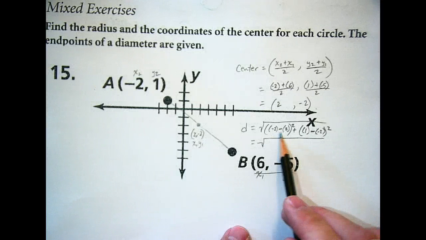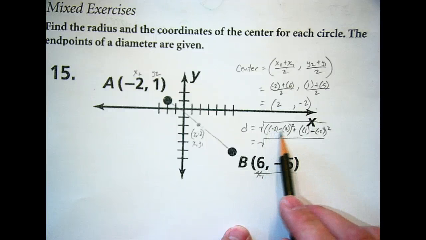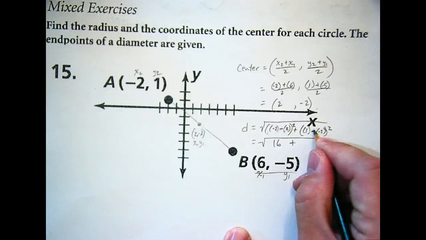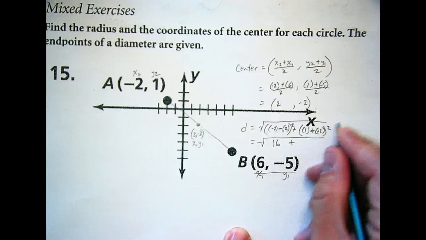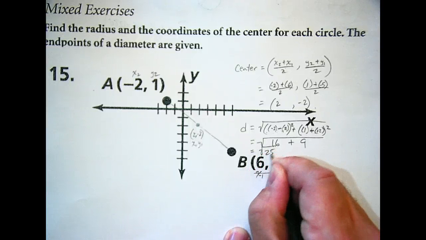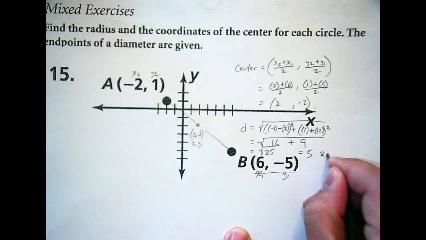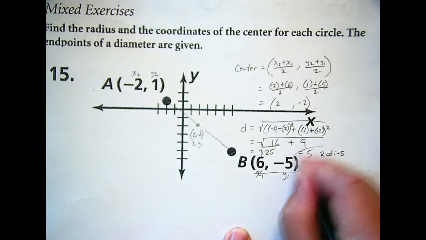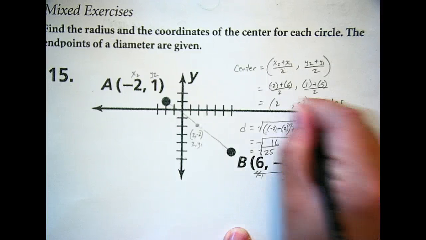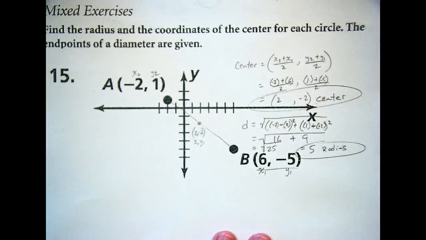So this actually is what? Negative 4 squared is 16, plus 3 squared, or 9, gives us root 25, which is 5. So the radius is 5. All right, center is 2, negative 2. Okay. All right, I'll be walking around answering questions if you need help.